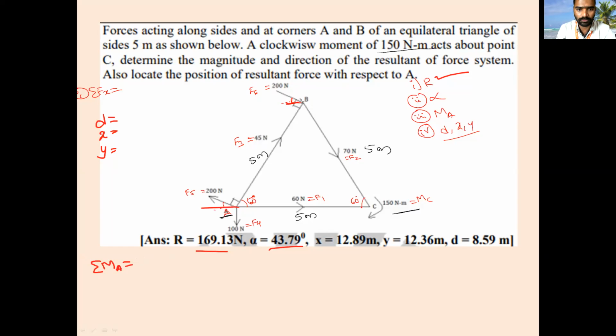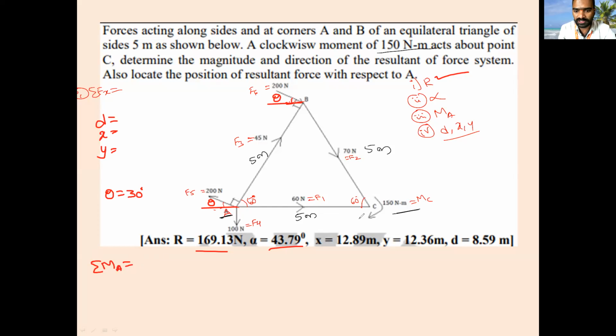So this is theta value here. This is also theta value. This is theta and this is theta. So what was the theta? Theta kitna aaya tha? What is the value of theta? 30 degree. Next, moment about A, I need to find out.